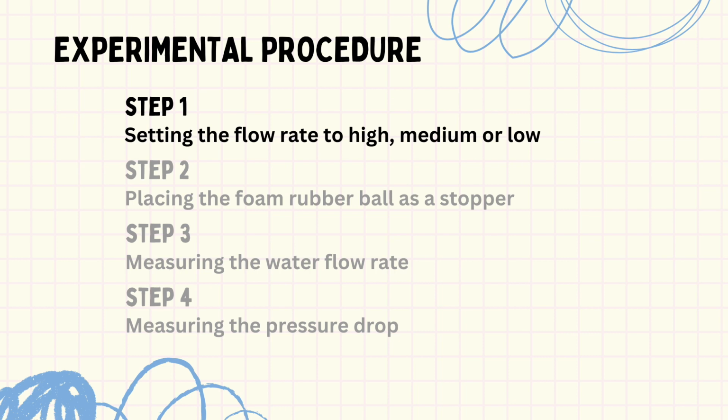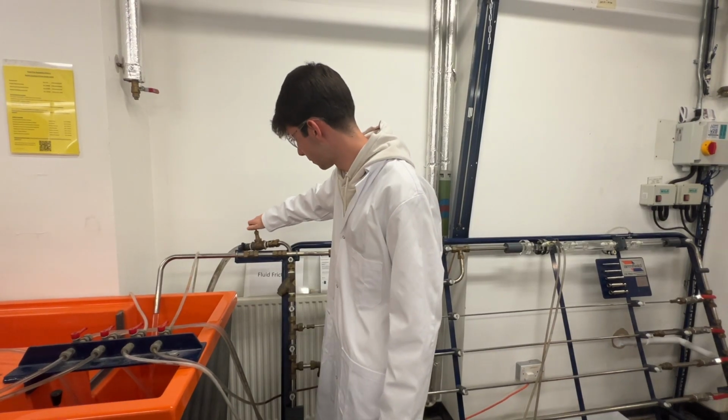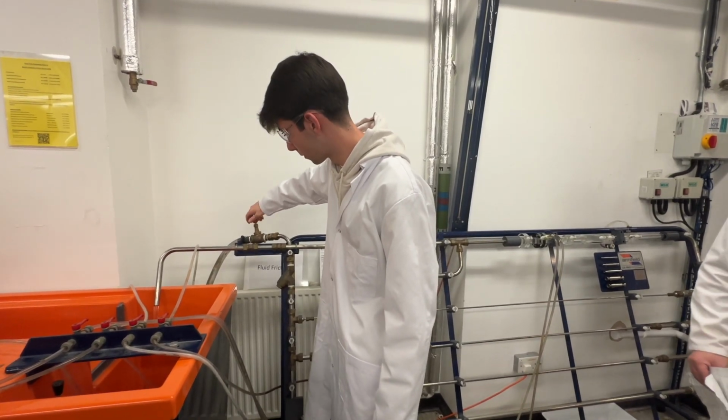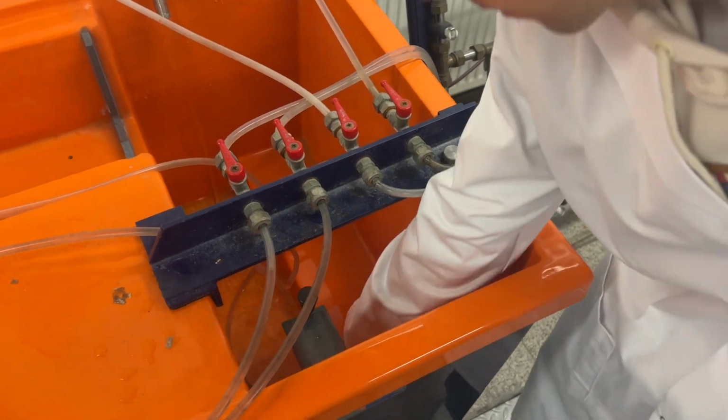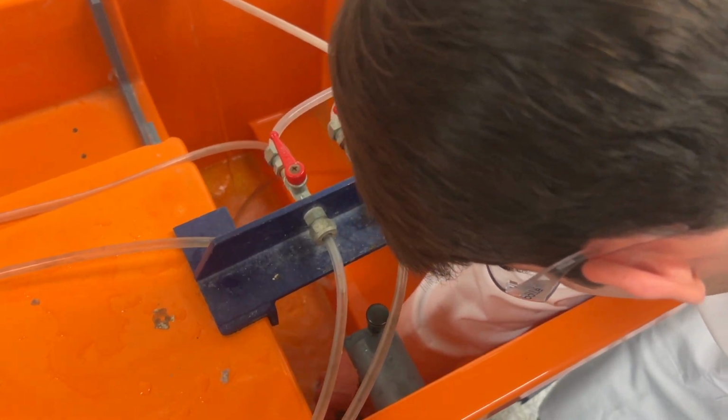Now, let's talk about the experimental procedure, which is divided into 4 main steps. The first step is setting the flow rate to either high, medium, or low. That can be done by opening or closing the tap. The second step is placing the foam rubber ball as a stopper. This is to start measuring the flow rate of water.